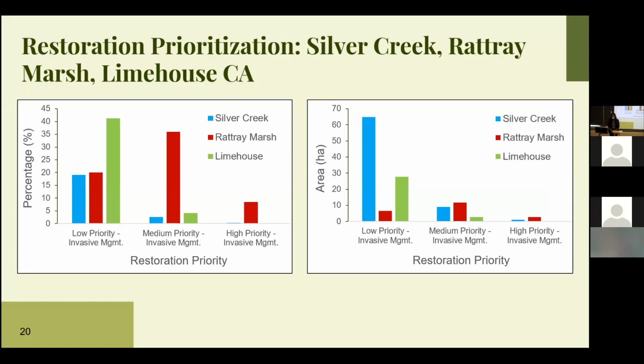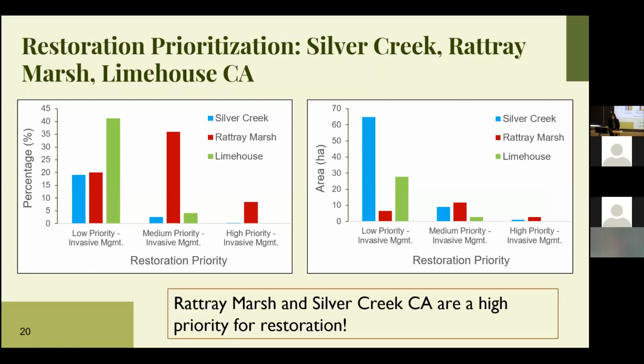And then on the right, we've got area on the y-axis, again, still restoration priority on the x-axis. We can see that now it's actually those blue bars, which represent Silver Creek Conservation Area, that have the highest area in those invasive management categories. So essentially what I would say for the result is that Rattray Marsh is the highest priority for restoration, and this is followed by Silver Creek Conservation Area.